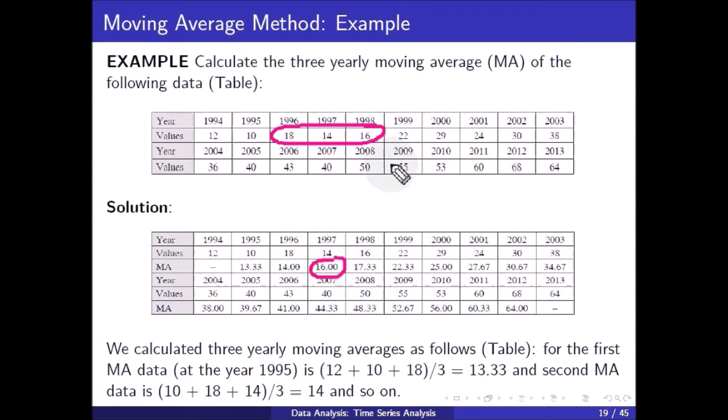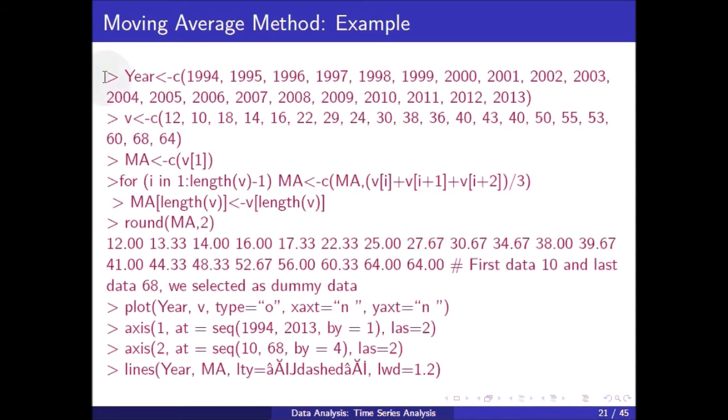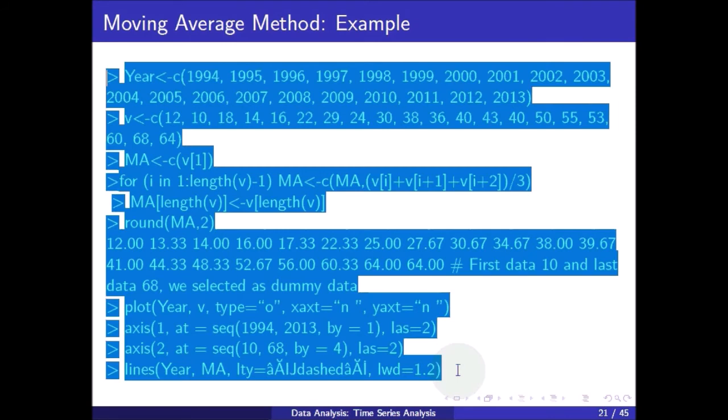Similarly, the next moving average data is what? You have to take the average of these three data, and the answer is 7.33. Okay, now if you put all the values, we can see these are our original data, and this is the trend, and these are the moving average graph. So these are the R implementation through which we can implement it.